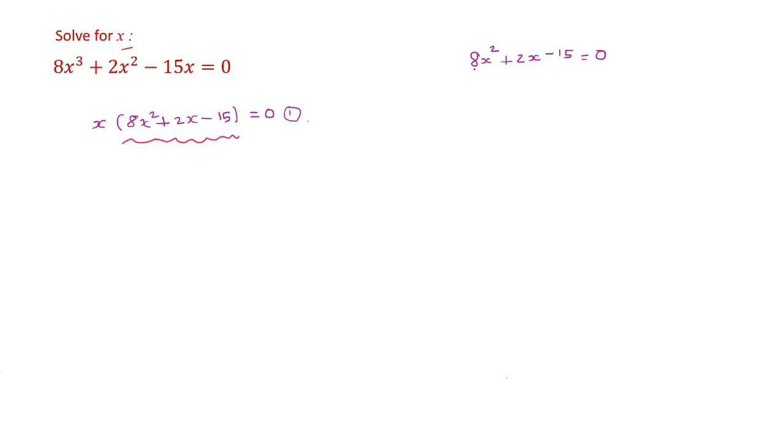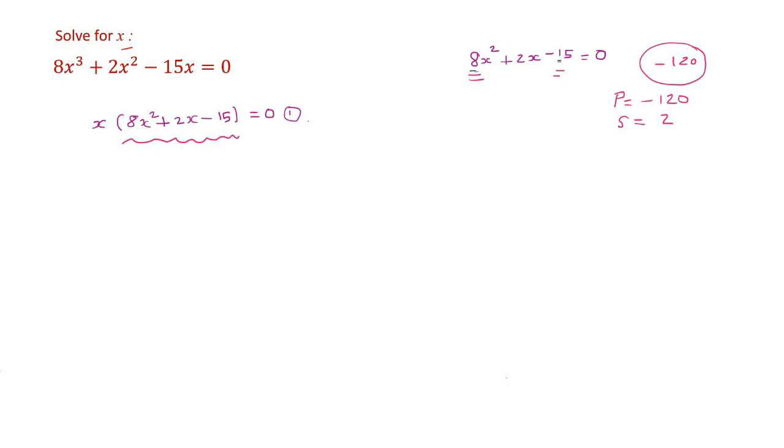Now here you have 8, here you have minus 15. So you should find two numbers whose product is minus 120, 8 into minus 15. Find two numbers such that the product is minus 120 and the sum is 2. We'll have to try and look for those two numbers.